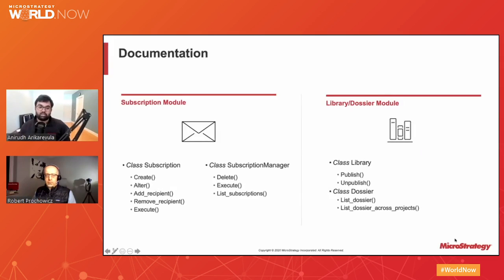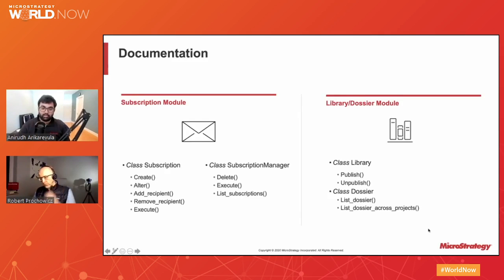Next, I wanted to talk about subscription modules, library, and dossier modules. So with subscriptions right now, we can only create email subscriptions. As the REST API layer continues to grow and harden, we will add these functionalities into the subscription module. But you can also manage recipients and owners. With library, you can publish, unpublish dossiers and documents.